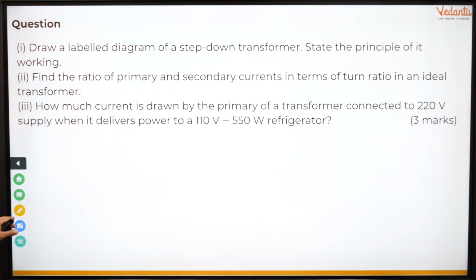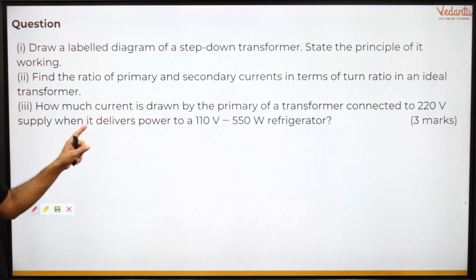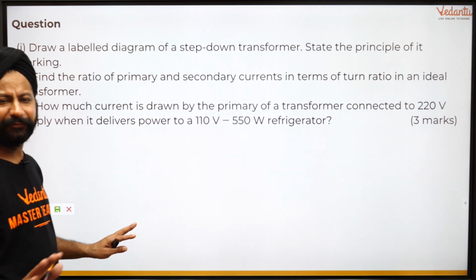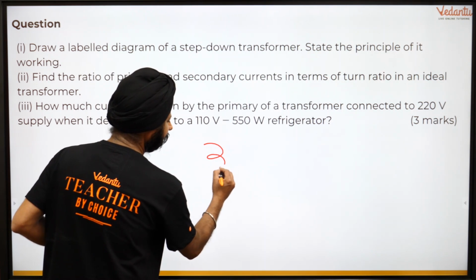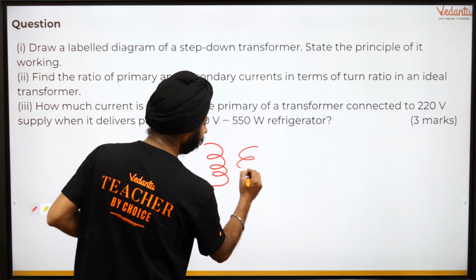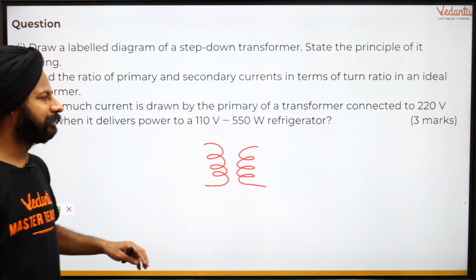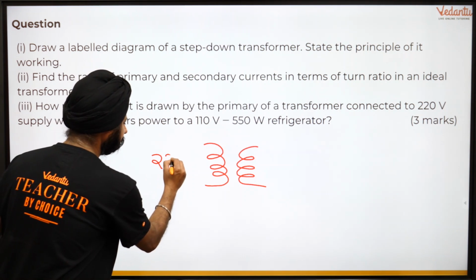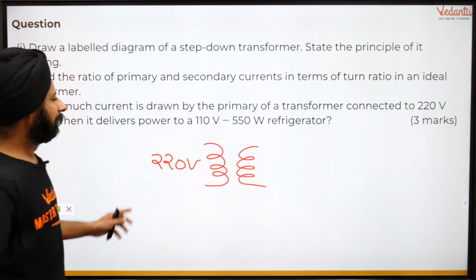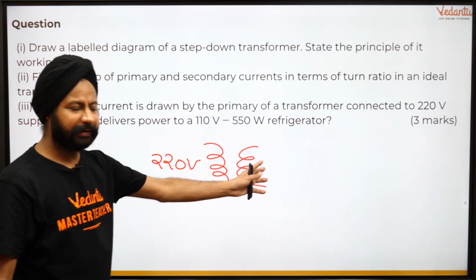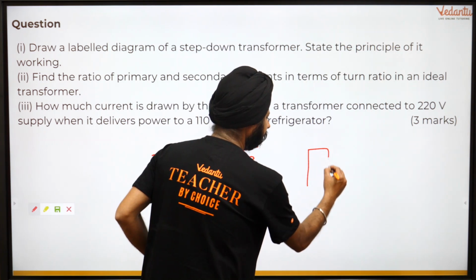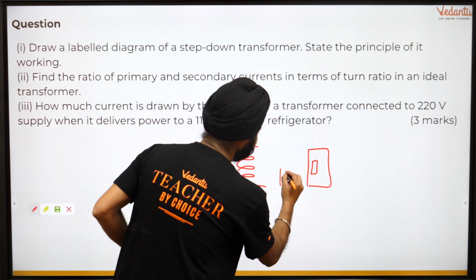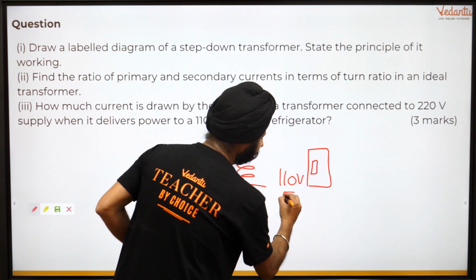I'll pause here. Yeah. So how much current is drawn by the primary of a transformer? So just make a rough sketch. Before you start doing it, make a visual. You don't have to be very pretty in making this. Just make a picture and see what's going on. This transformer is connected to 220 volts. Now, this is supplying power to a refrigerator. There is a refrigerator here. Single door, double door, doesn't matter to you. There is a refrigerator and it is taking 110 volts, 500 watts.